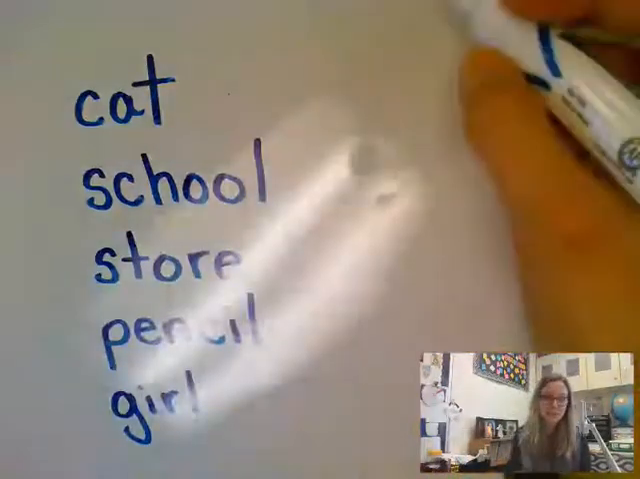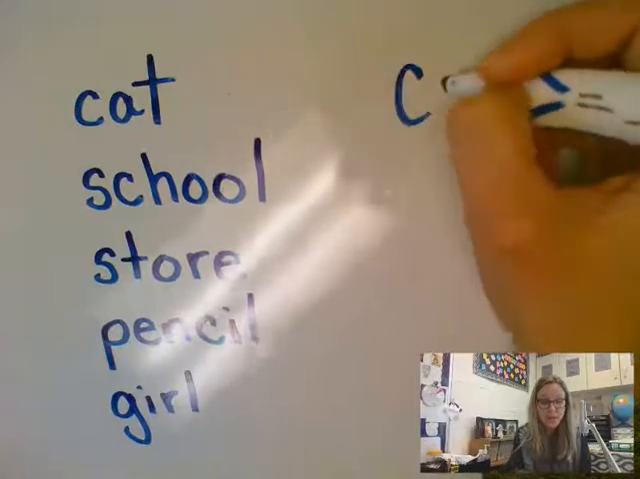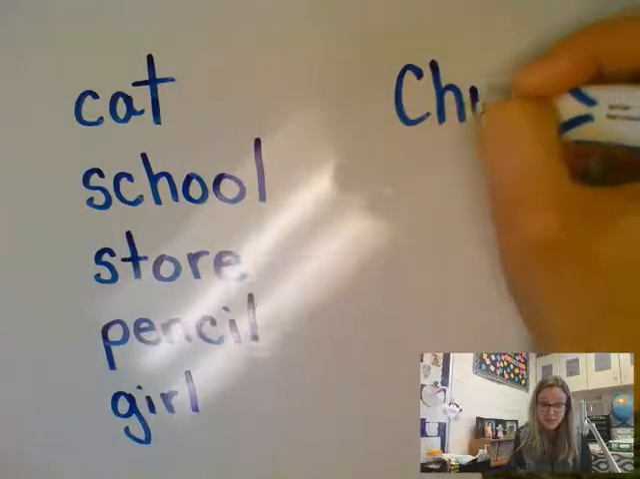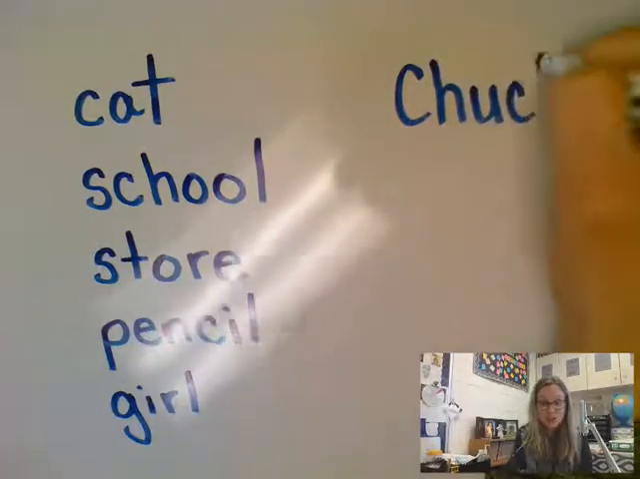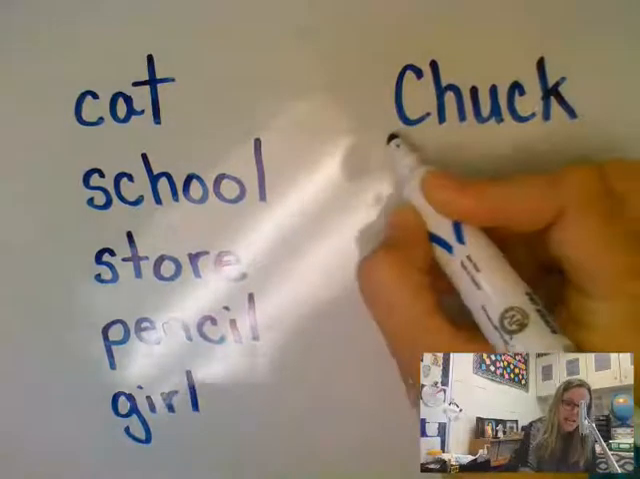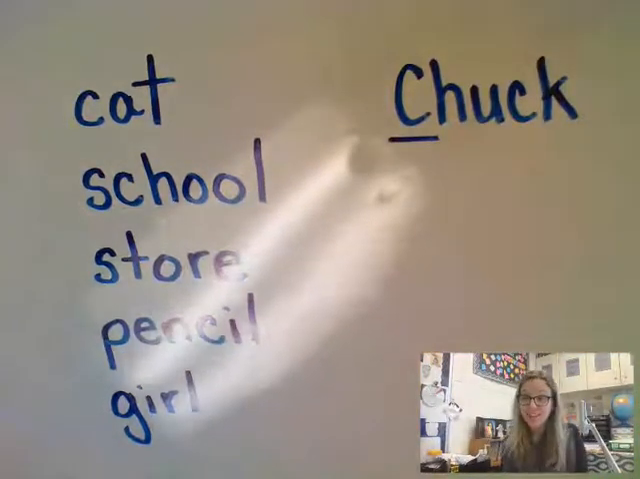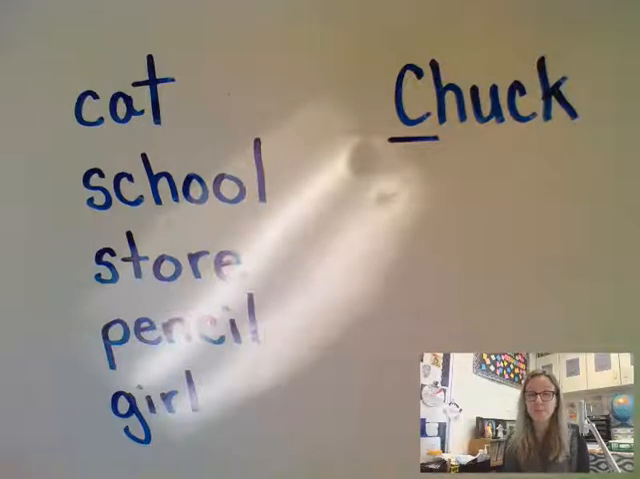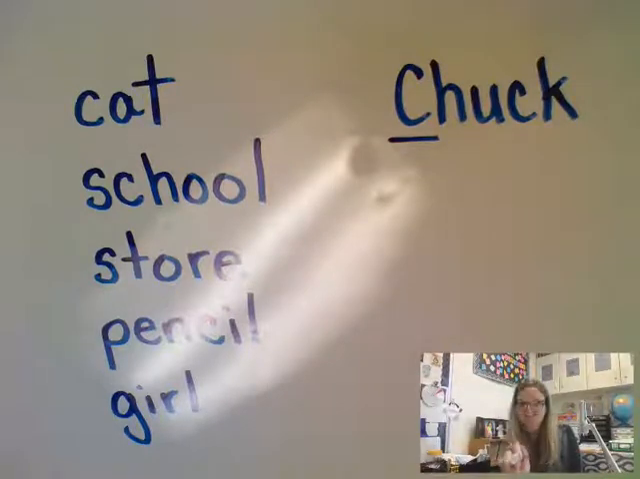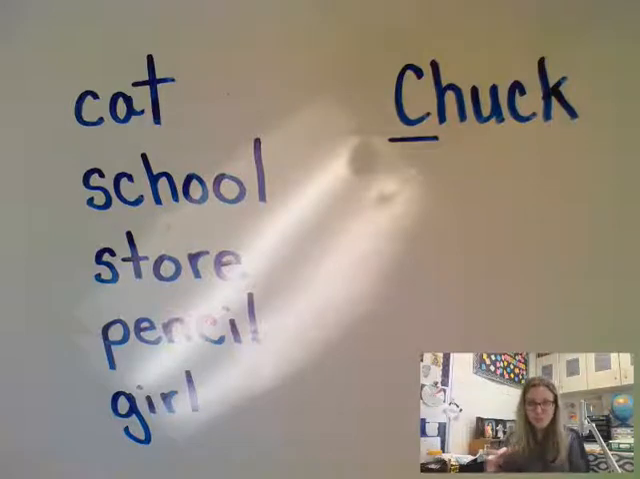For example, you all know that my cat's name is Chuck. So when I'm talking about my cat and I'm referring to him as Chuck, I have to make sure that his name begins with an uppercase letter. In fact, all names begin with uppercase letters because when we call someone by their name, we are referring to their specific noun or their proper noun. So whenever you write your name, it should have an uppercase letter.